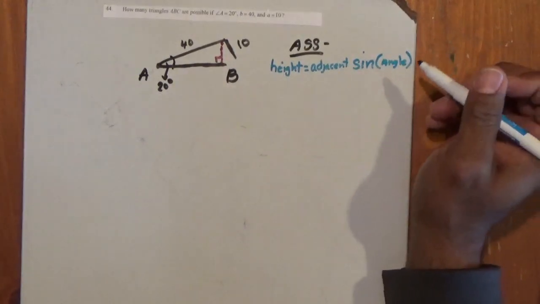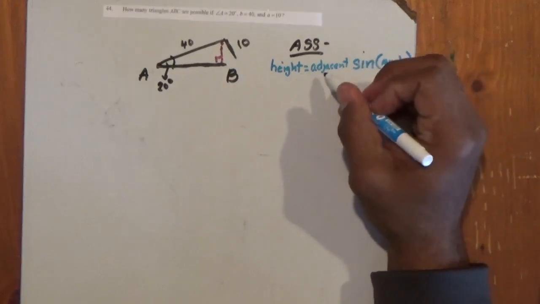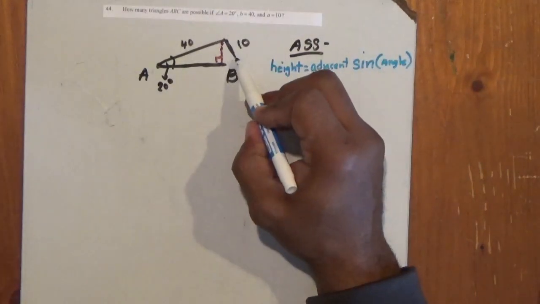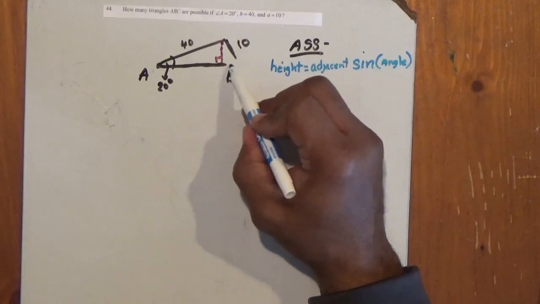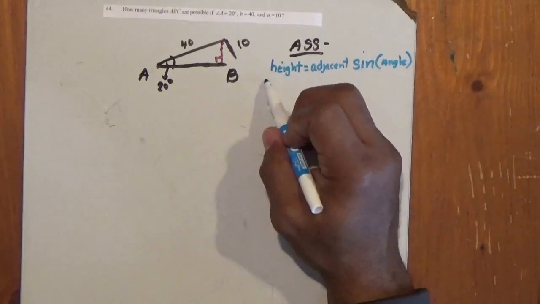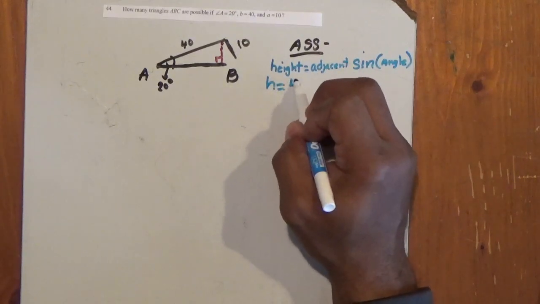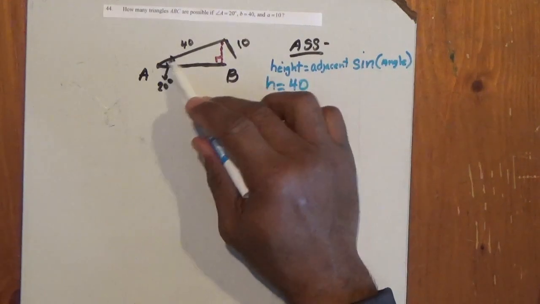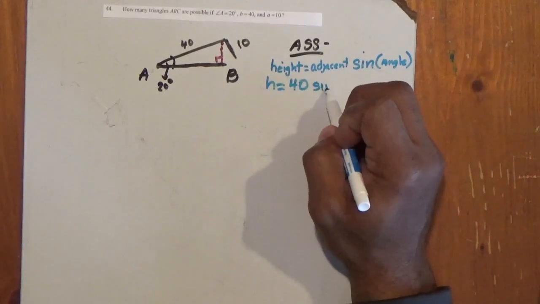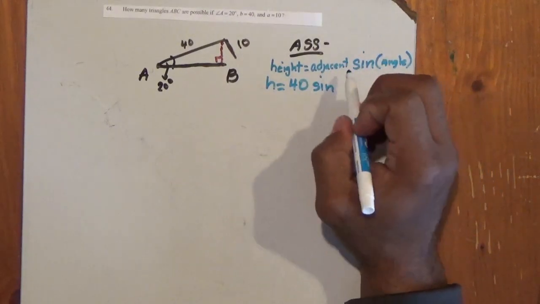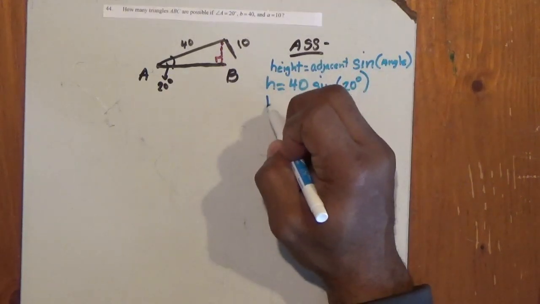All right, and all that is using your SOHCAHTOA to figure out your height. Forget about this side, because we don't know if it reaches down here. So the height of this triangle, H, is going to be 40, the adjacent side that you know, sine 20 degrees. Let's figure out what the height is.